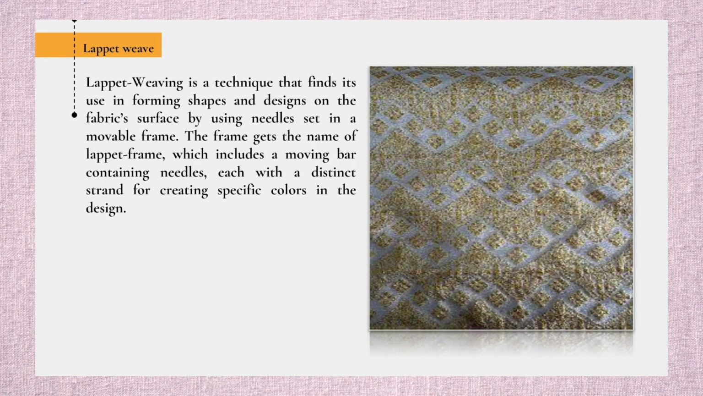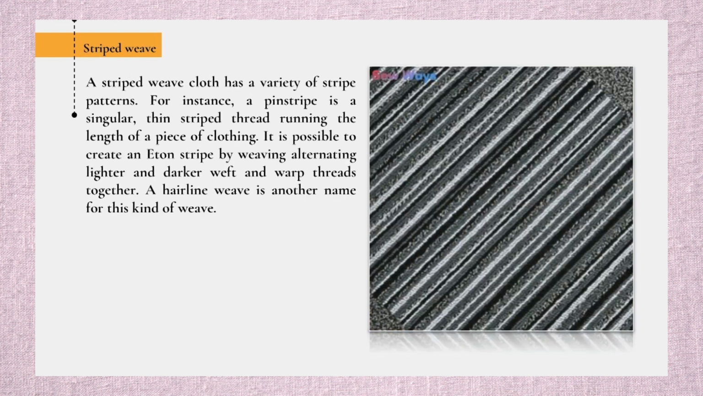Lappet weaving is a technique that finds its use in forming shapes and designs on fabric surfaces by using needles set in a movable frame. The frame gets its name from the lappet frame, which includes a moving bar containing needles, each with a distinct strand for creating specific colors in the design. Striped weave. A striped weave cloth has a variety of stripe patterns. For instance, a pinstripe is a singular thin striped thread running the length of a piece of clothing. It is possible to create a striped fabric by weaving alternating lighter and darker weft and warp threads together. A hairline weave is another name for this kind of weave.